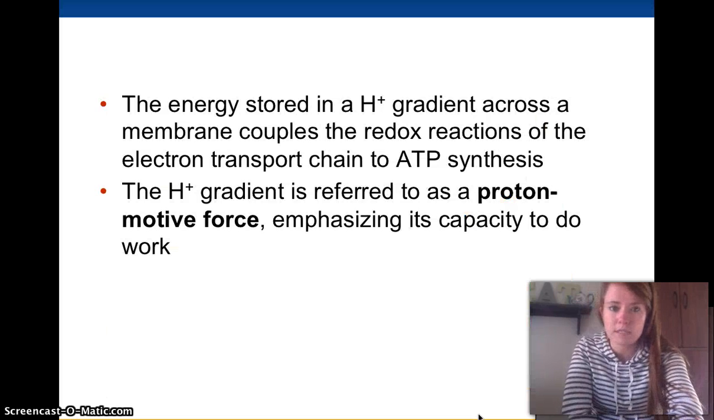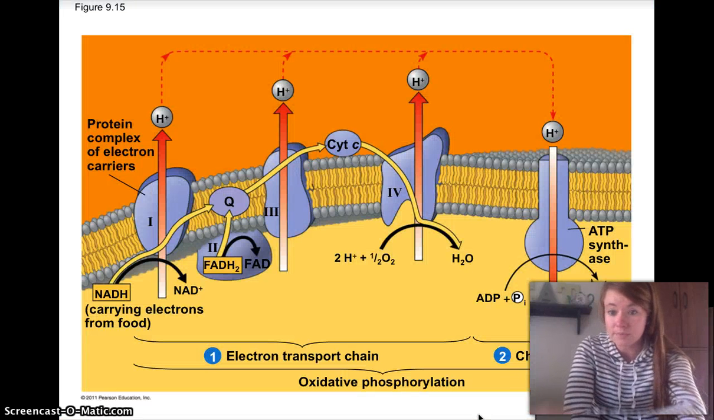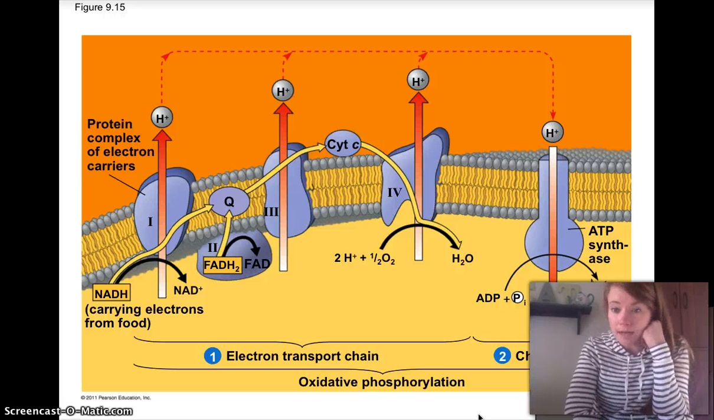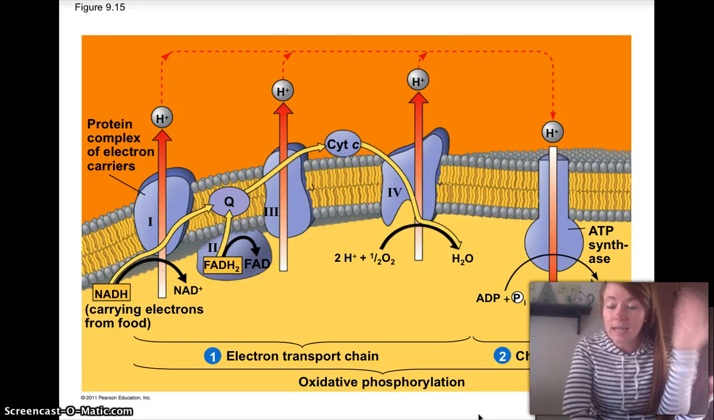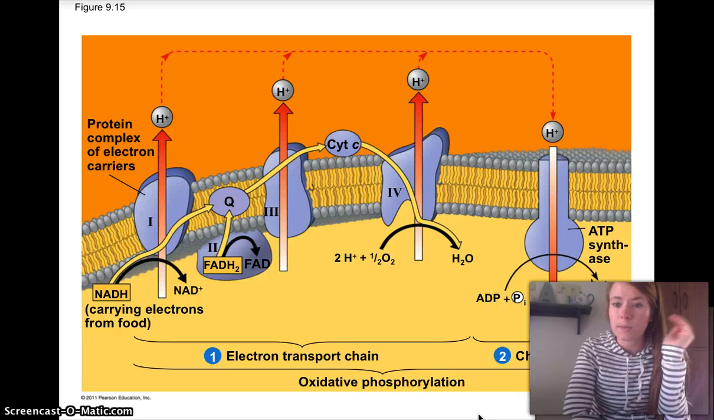So chemiosmosis can occur in several different places, but here in the mitochondrial membrane, it does exactly what we just said, and the energy is used to make ATP. We'll see it happen in other places, such as in photosynthesis, and the energy is put to different work, but in this case, we're making ATP.